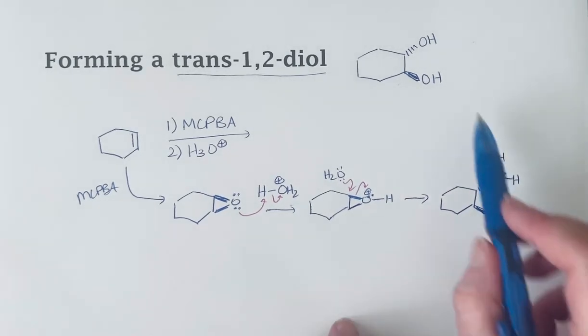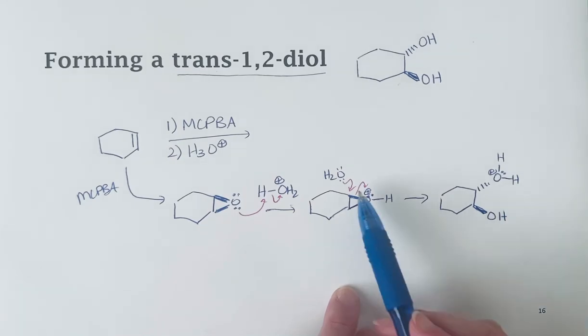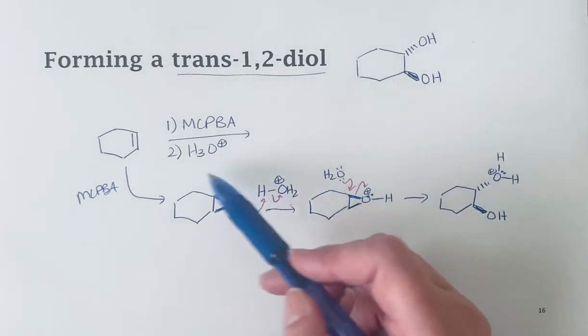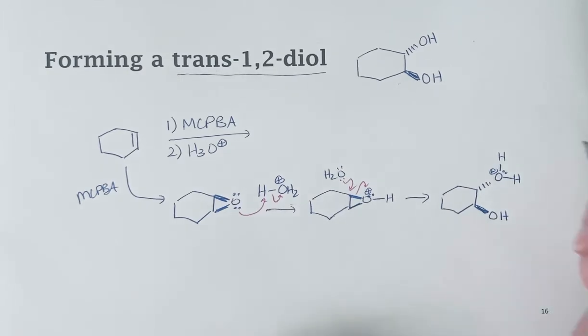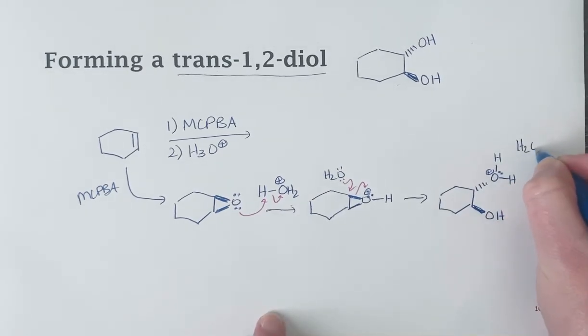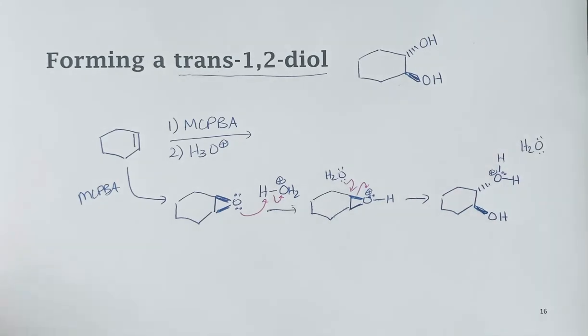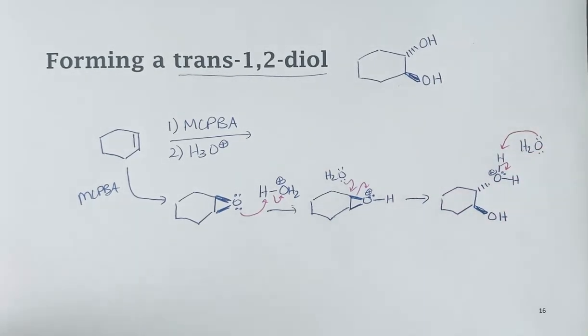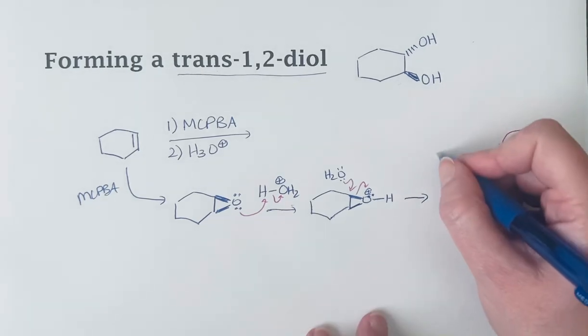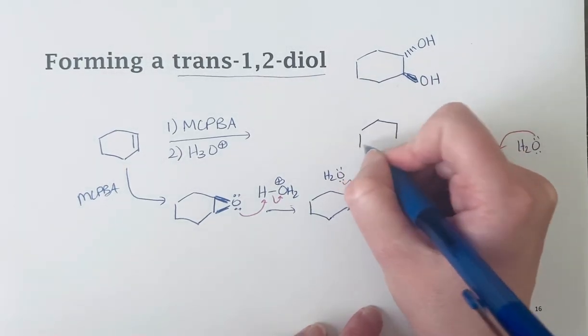And then if we want to get to that final diol product, we just need to use another water molecule. This is a solution of aqueous acid, so there is really a ton of water around. So we can use another water molecule to grab that proton and neutralize this diol. So we will get to the trans diol.